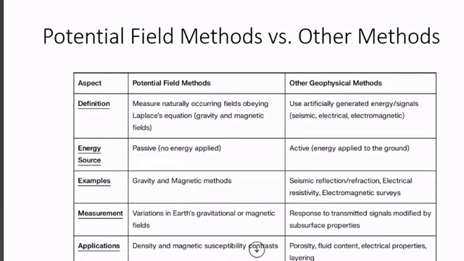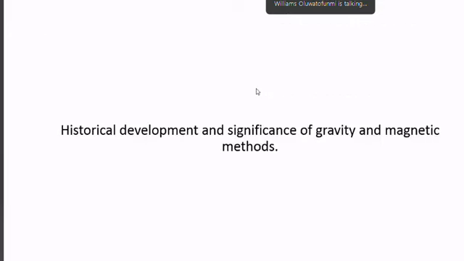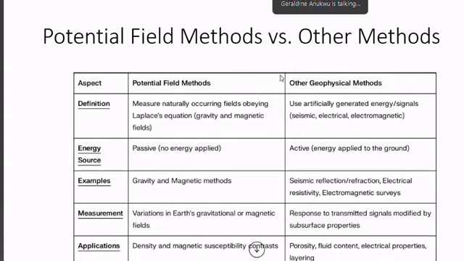The difference is that potential field methods are naturally occurring, while other geophysical methods are artificially generated energy. And those other geophysical methods include seismic method, electrical method, and electromagnetic method, while the potential field method includes gravity and magnetic fields. And those gravity and magnetic fields obey the Laplace equation, while the other geophysical methods don't obey the Laplace equation. All right. So let me hear your question, then I'll correct something before we go ahead.